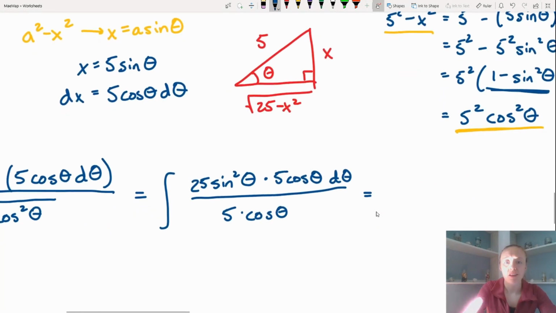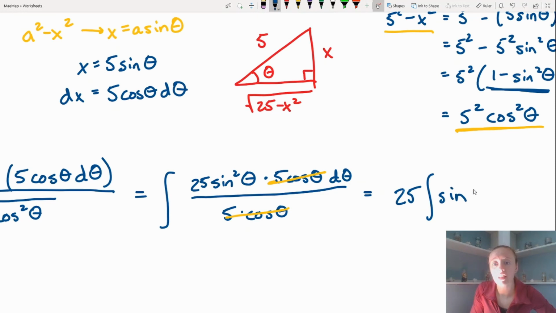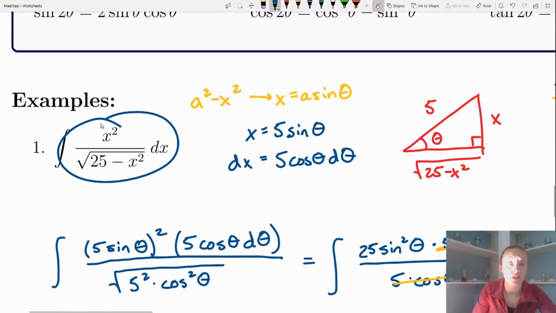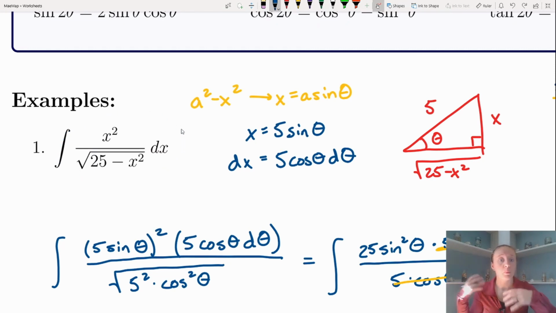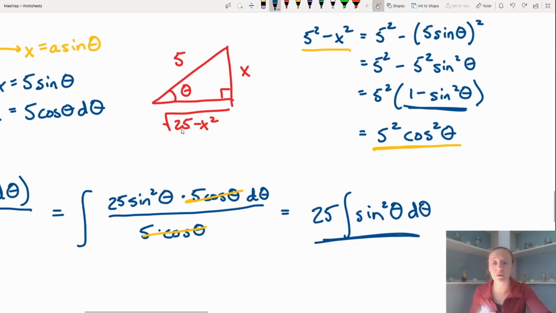So what do you see? Well, I have a 5 cosine of theta in my numerator and a 5 cosine of theta in my denominator. Those will cancel out. So all I have to integrate is, I'll pull that constant of 25 out in front, 25 times the integral of sine squared theta d theta. This is a lot simpler than what we started with. Look at that original in terms of x. That we didn't know how to integrate, but sine squared theta is something we easily know how to integrate.